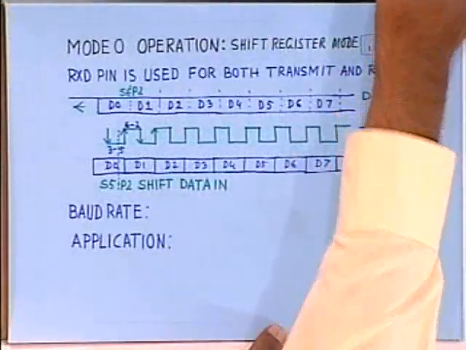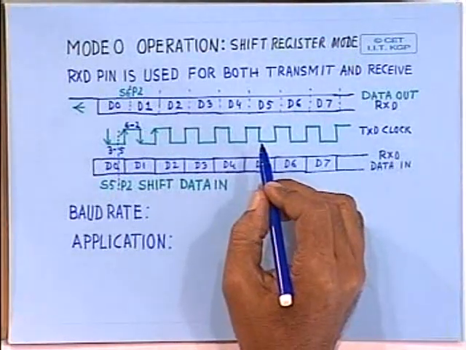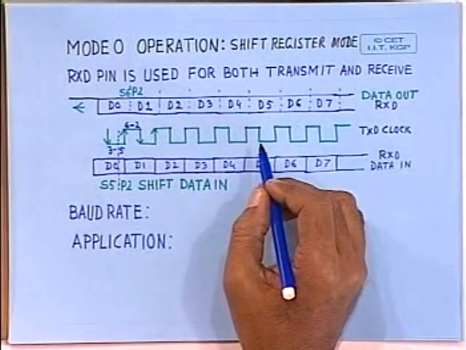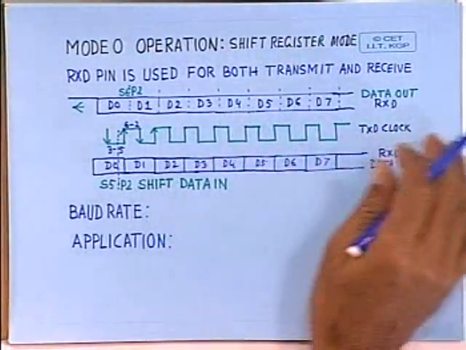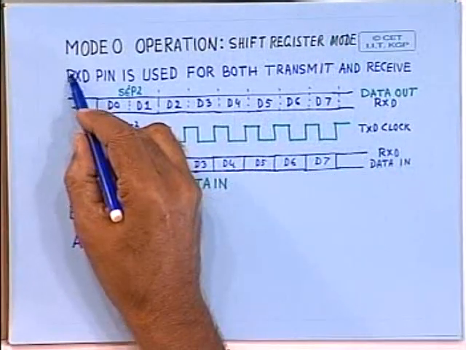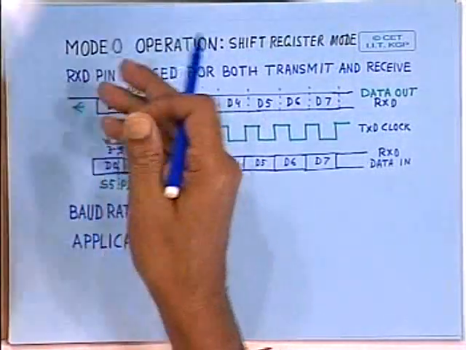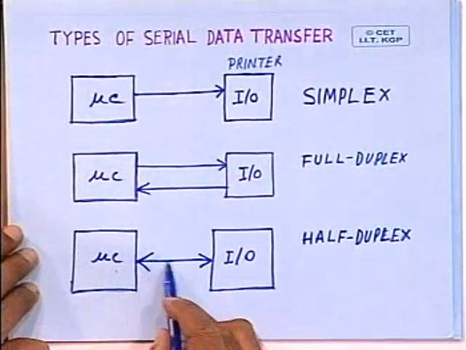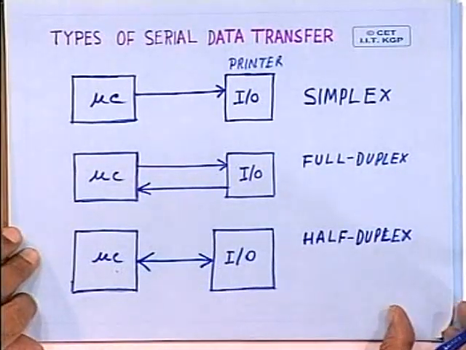Let us now look at the function of the mode 0 operation of the device, which is essentially the shift register mode of operation. In this shift register mode of operation, you can use it in half duplex mode. As I explained, you are using a single line for data communication. This is the case where this is being done.